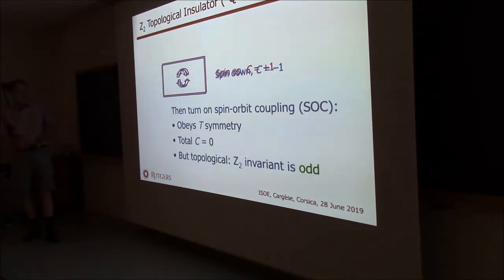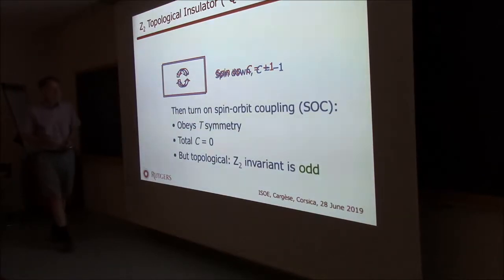And so the total Chern number of this system is 0, because to get the total Chern number, I have to add all the occupied bands. So I have one of each. I have 2 occupied bands. Total Chern number is 0. The anomalous Hall conductivity of this system is 0. If I apply a field in this direction, I get no transverse current. But on the other hand, it has time reversal symmetry.